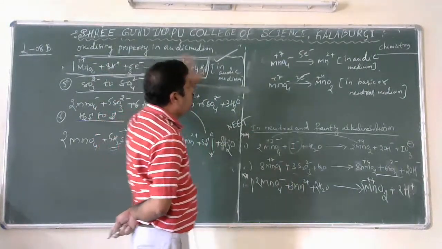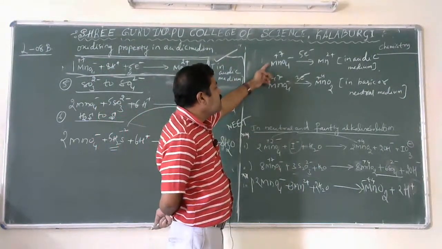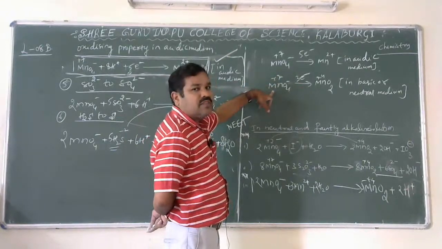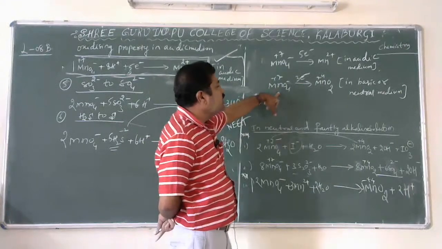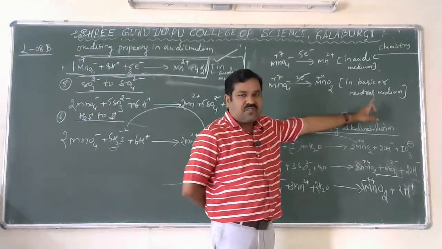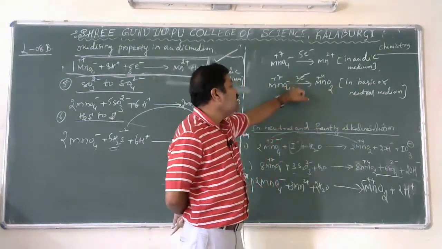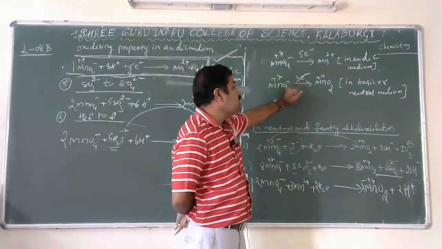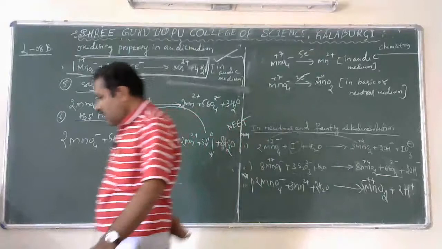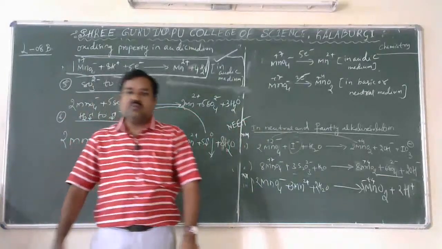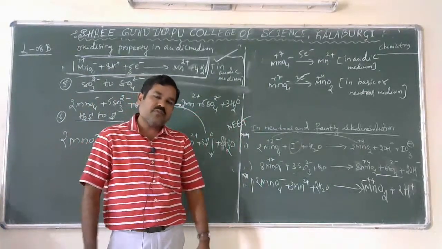This one is given here as a shortcut, and this is for basic medium, right? When it gains 3 electrons, MnO2 plus 3H2O, and you have to add 6H plus here. This is not in acidic medium, that's why it is in basic medium. Right, that's the completion of the oxidizing properties of potassium permanganate.